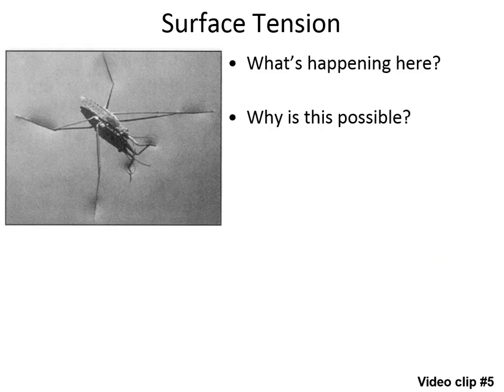Take a look at this picture. What's happening in this photo? We've got a bug. What's the bug doing? We assume he's walking on water, or she. It could be a female bug, right? Walking on water. You've probably seen things like this, water bugs that are able to walk on the surface of liquids. And why is that possible?